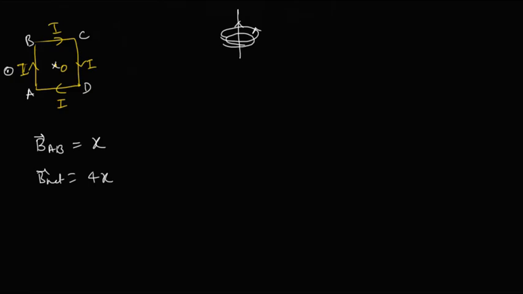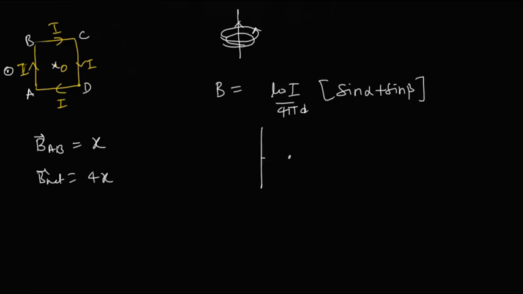So let's calculate B due to AB. We just learned that formula, that B due to a finite wire is equal to mu naught I upon 4 pi d (sin alpha plus sin beta), where the alpha and beta angles were the angles made this way. If I'm talking about this, that becomes cos, not a big deal. And d is the perpendicular distance of the point from the wire. If I'm saying this length is a, then this is basically a by 2. So this d becomes a by 2.